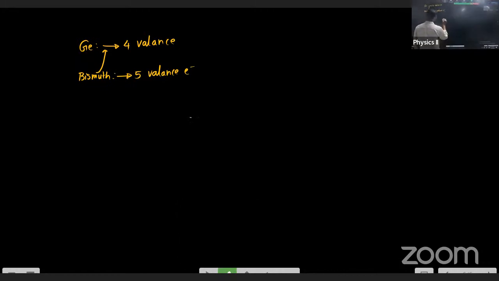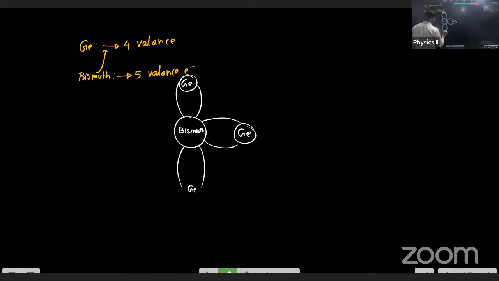This is my bismuth. It is forming covalent bond with the germanium atom. We know that germanium has how many valence electrons? 4 valence electrons. So the 4 valence electrons of germanium form covalent bonds with 4 valence electrons of bismuth. See here, 4 valence electrons of bismuth are forming covalent bonds with germanium.